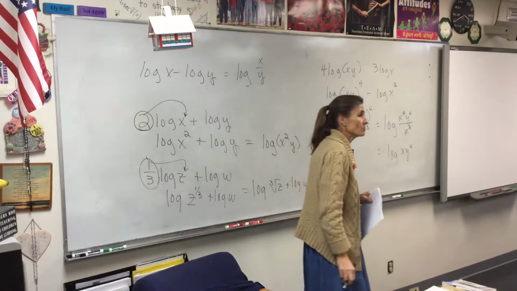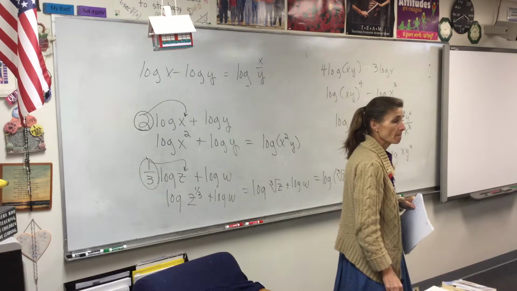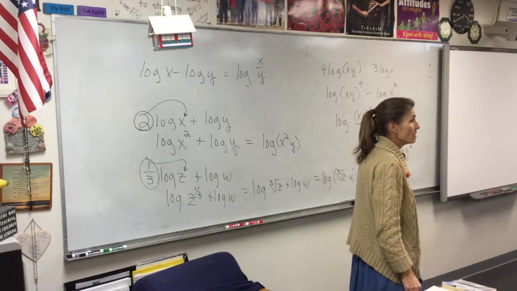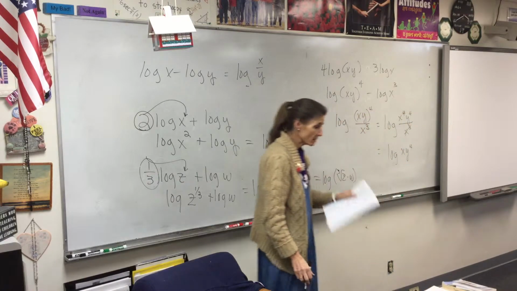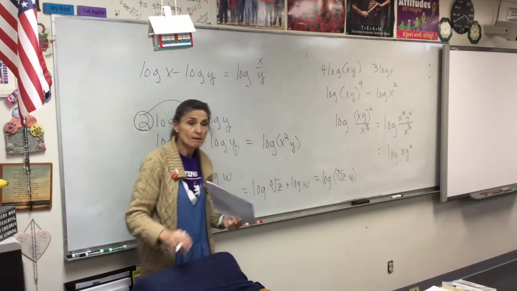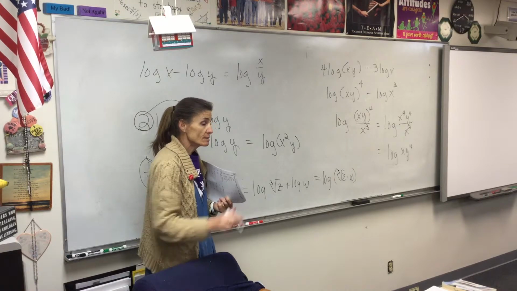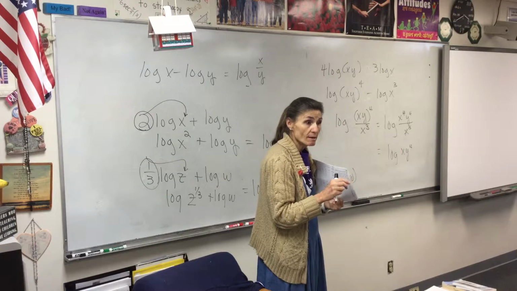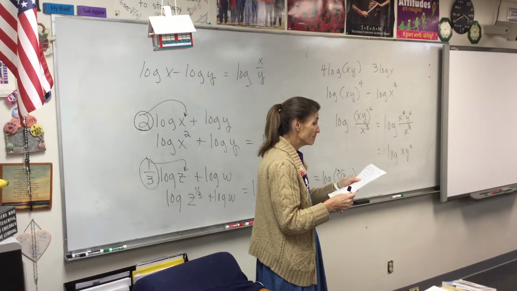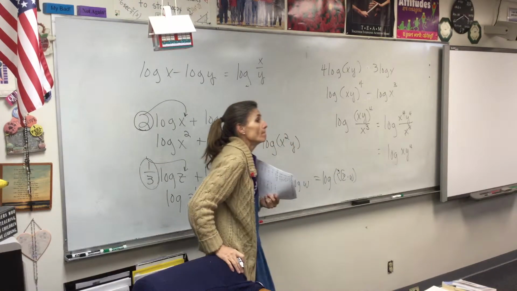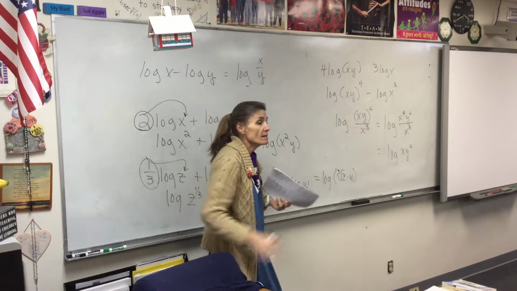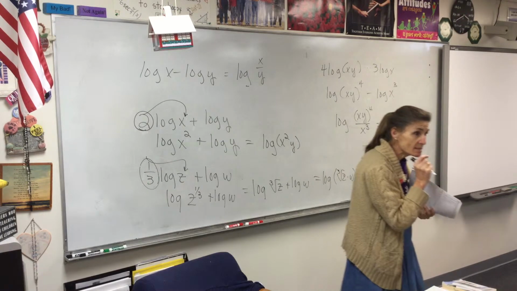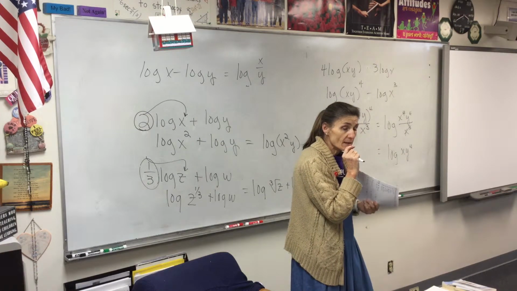Can you tell me the answer to E? Bingo, log 28. Why is it log 28? Look at problem E. Because the two logarithms are being added, so we're going to multiply. So it would be the log of 28. How about F? Log 2. Because the two logarithms are being subtracted, which means the numbers would be divided.